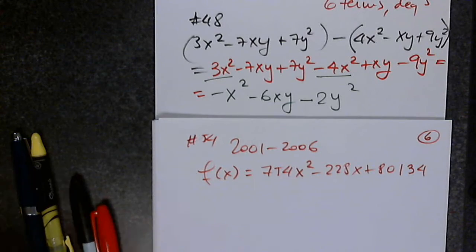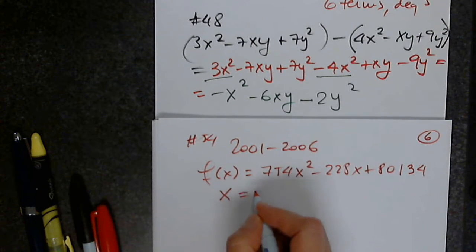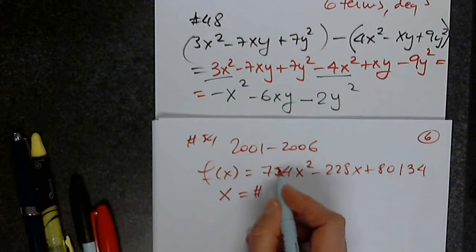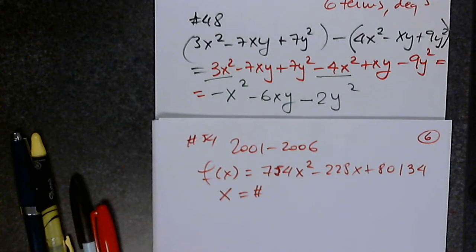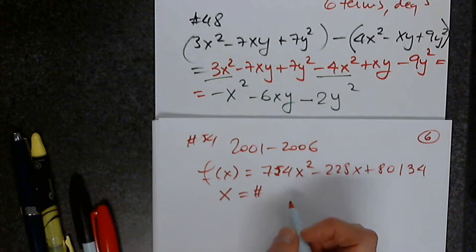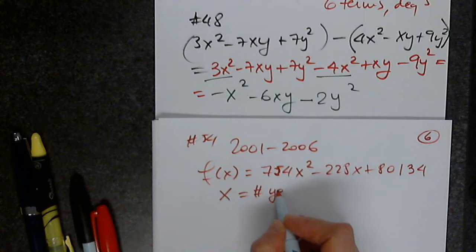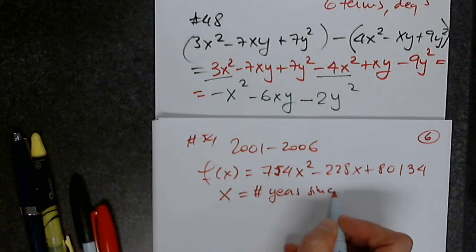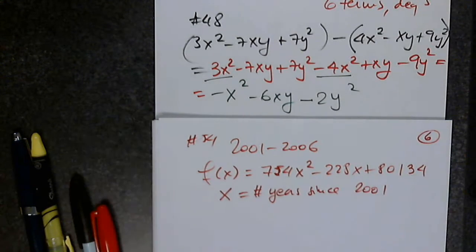Where x is the number of years since 2001. Yes, you're right. I'm just writing while standing, and I apologize. So number of years since 2001. Use this model to find the revenues from software sales in 2009.